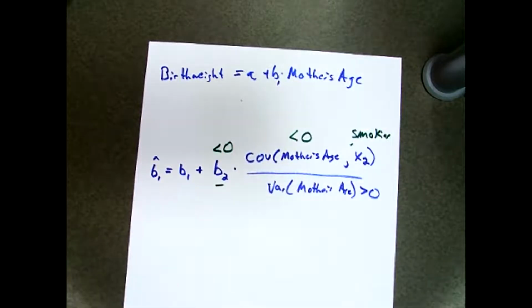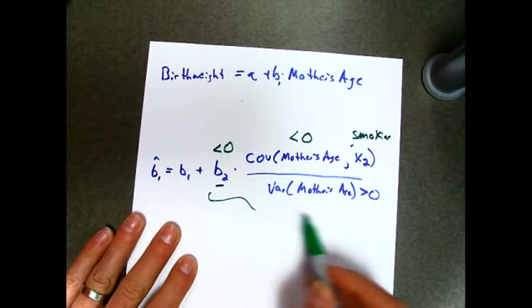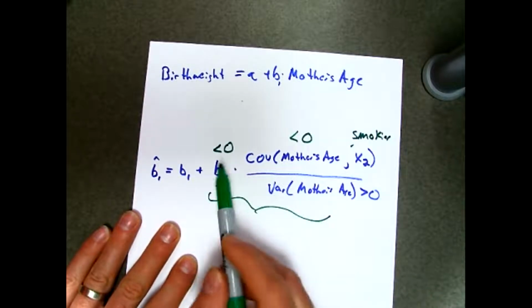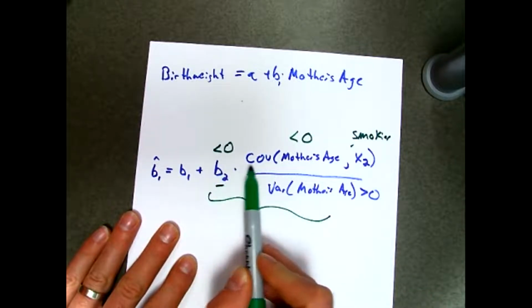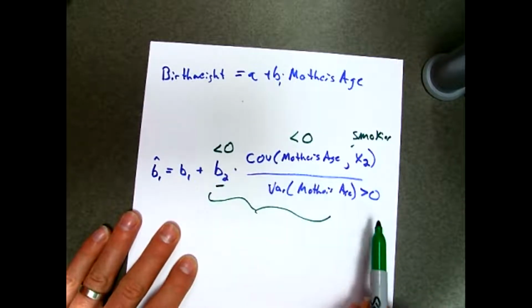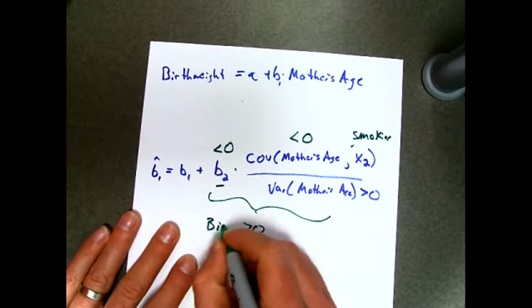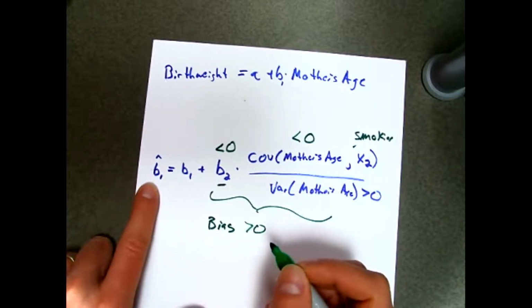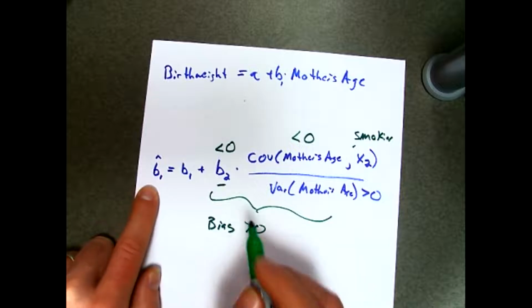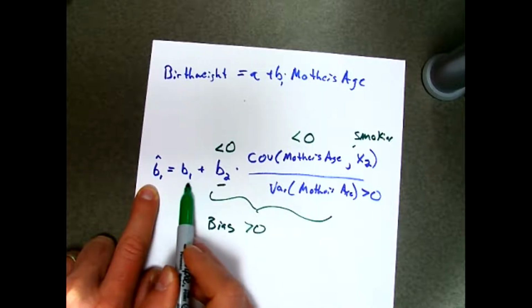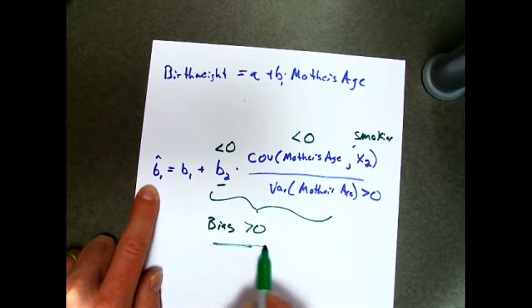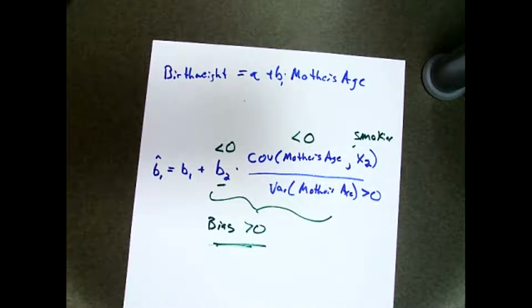Birth weights are a measure of health, so it would push it down. So here, what's the bias that's going to exist? Well, we have a negative times a negative divided by a positive. So this is actually going to be a positive bias. So the estimate that we see from the regression is actually going to be greater than what the actual effect is, because it has this positive bias there, right?